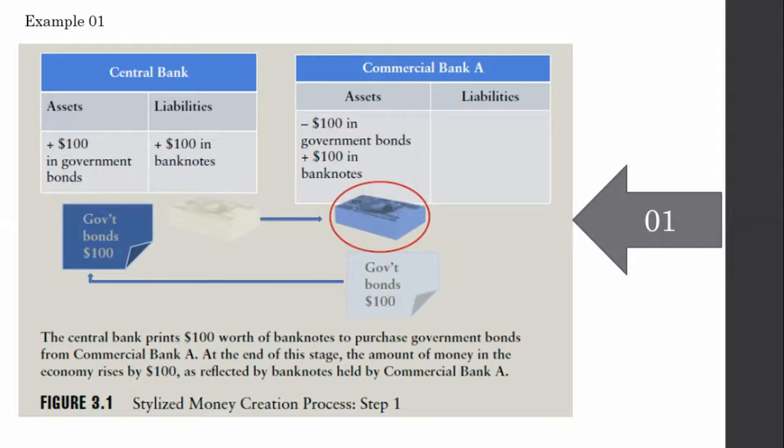Now this double entry system facilitates this transaction by injecting the money into the commercial bank A by purchasing the government bonds by the central bank. So now the central bank has the $100 worth of government bonds asset. Instead, the bank A has $100 worth of bank notes. So that's the transaction 1 or the step 1.